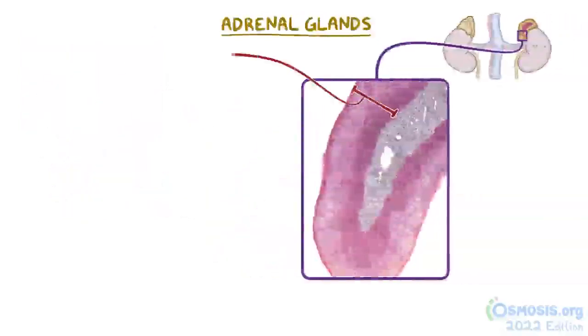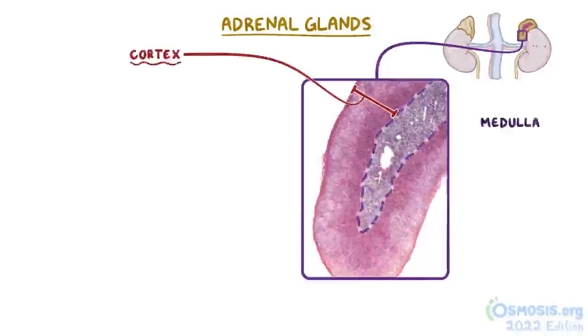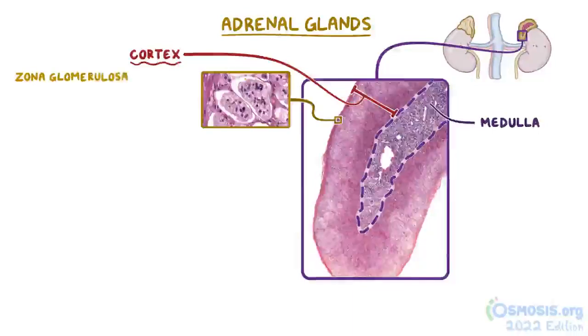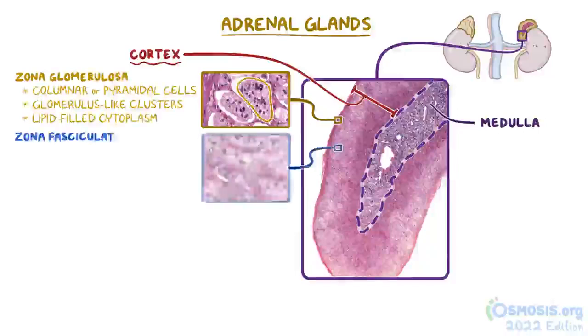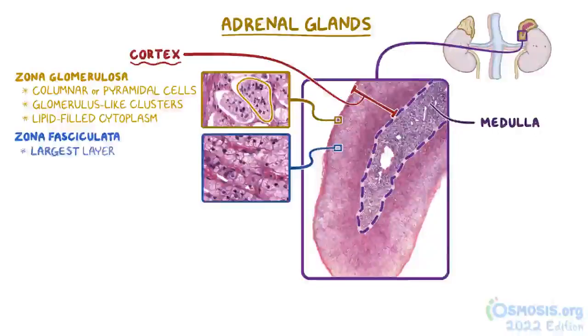Alright, as a quick recap, the adrenal glands have two main regions, the outer cortex and the inner medulla. The cortex can be further divided into three layers, the zona glomerulosa, fasciculata, and reticularis. The zona glomerulosa is the outer layer that consists of columnar or pyramidal cells arranged in glomerulus-like clusters with a lipid-filled foamy cytoplasm. The zona fasciculata is the middle and the largest layer of the cortex.